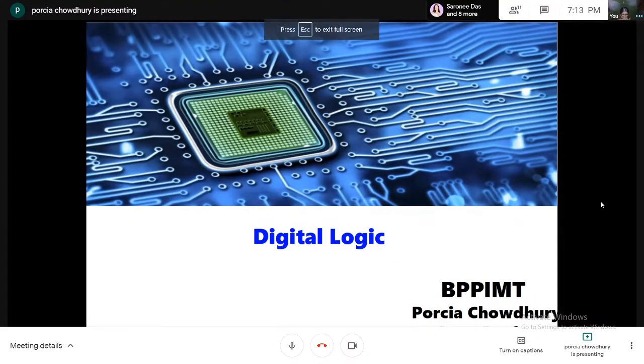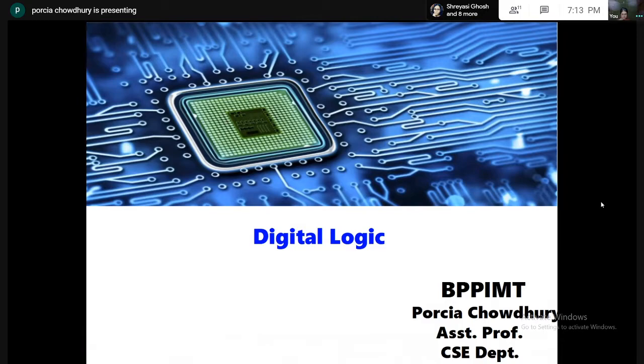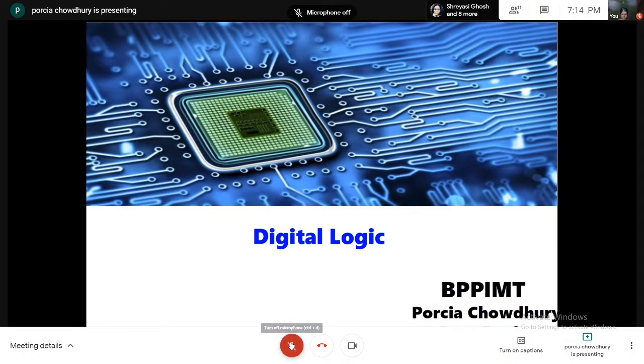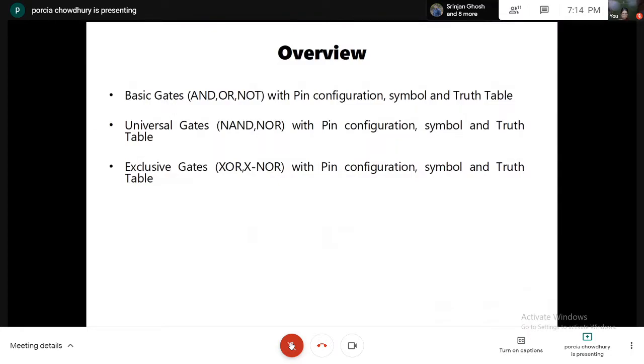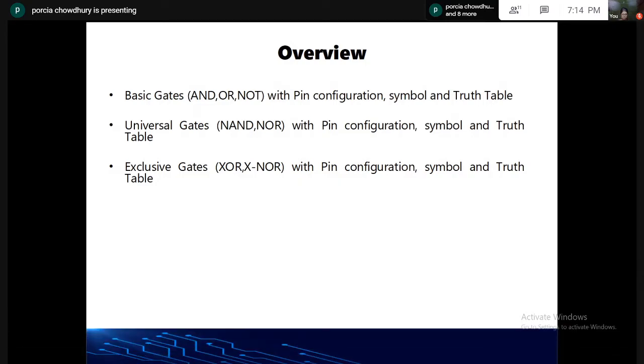So students, today we will learn about some basic ideas of digital logic gates. Basically, we can categorize these logic gates into three. The first category is basic gates. Under basic gates we have AND, OR, NOT gate. Now the next category is universal gate. Under universal gate we have NAND, NOR gate, and the third category is exclusive gates. Under this we have XOR gate and XNOR gate.